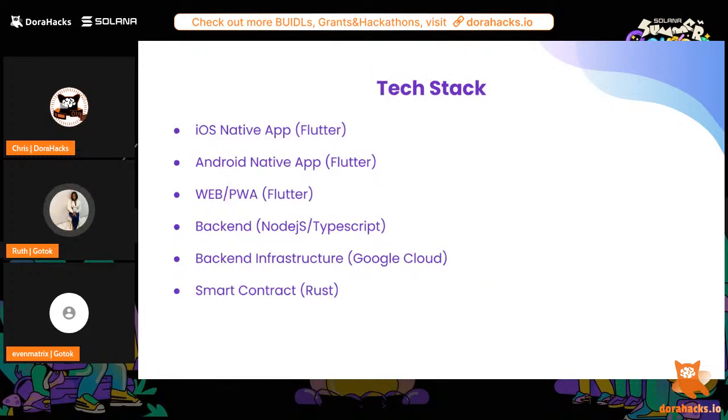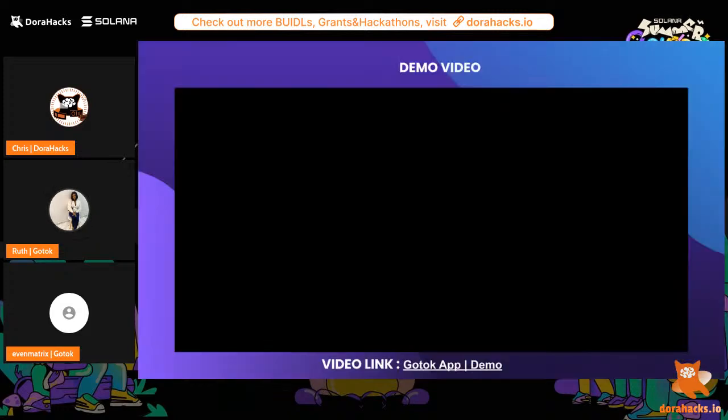So we'll quickly look at our tech stack. For our iOS native app, we use Flutter. For the Android native app, Flutter. Web/PWA, Flutter. Backend, we use Node.js, TypeScript. Backend infrastructure, Google Cloud. And for smart contracts, we use Rust. So I'm going to quickly demo our video. I'm going to play the video.